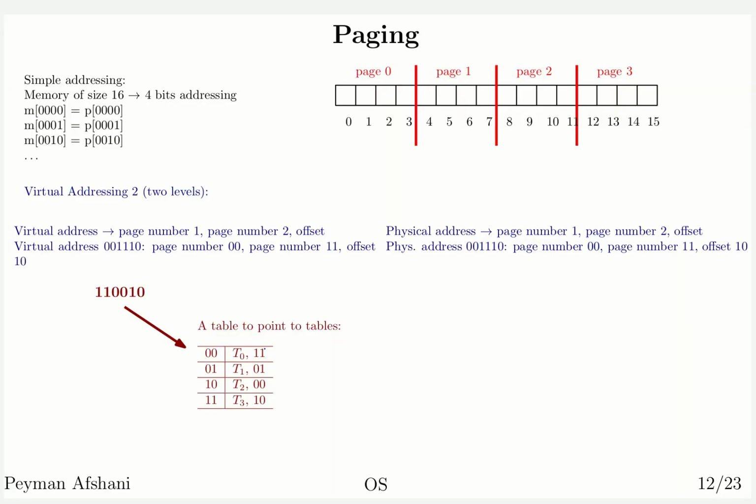Let's look at the following example. I have the number 110010, and my starting translation table is the following. I look at 11, that's your page number, and replace 11 with 10. Then we need to go look at table 3, which we can find somewhere. Table 3 says replace 00 with 01. So we replace 00 with 01, and the offset doesn't change. Therefore, the virtual address is translated to this address. Essentially it's the same idea, but instead of doing it in 1 level, it's done in 2 levels.